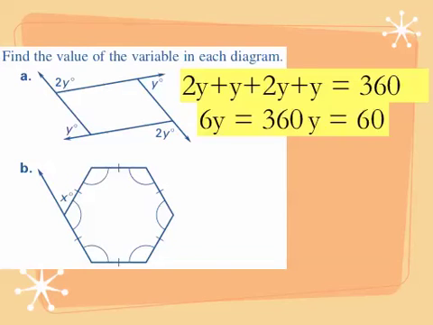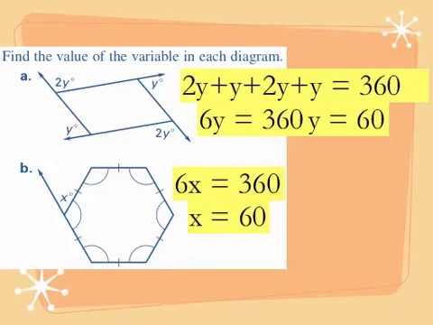If all of my interior angles are congruent, I know that all of my exterior angles are also going to be congruent. So count up how many sides this polygon has. It has 6 sides, which means it's going to have 6 exterior angles, which all measure x. So in this case, I can say that 6x equals 360. Go ahead and divide by 6 on both sides, and you get x equals 60 as well.